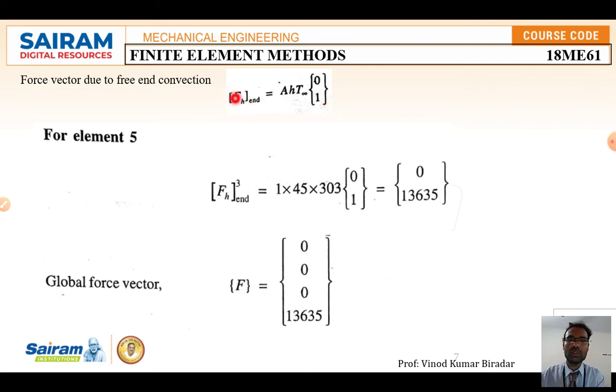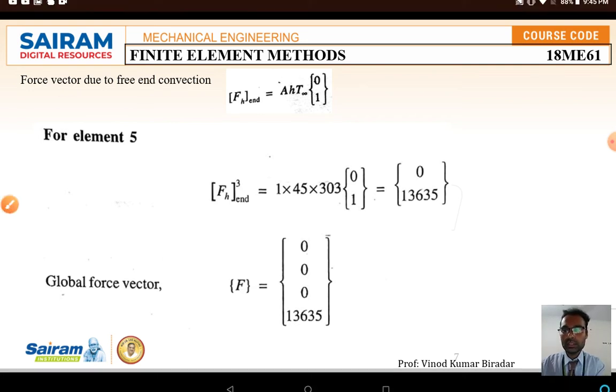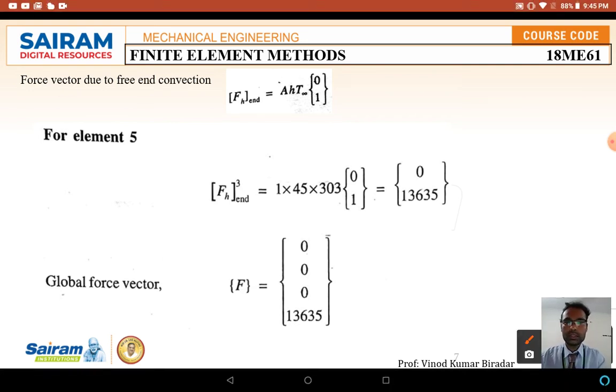This formula we have to remember. Force due to free end convection is equal to A h T∞ [0, 1]. Here A stands for area, h stands for the convection coefficient, and T∞ is the ambient temperature. So this is not element number 3 — this is the third element.